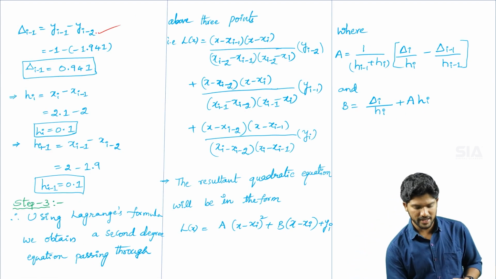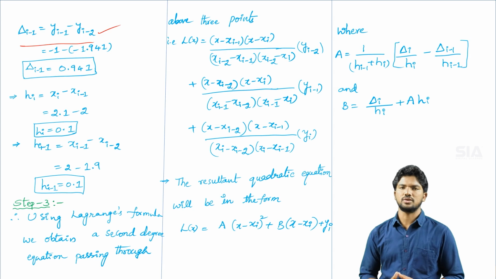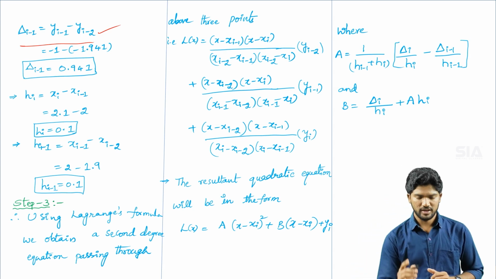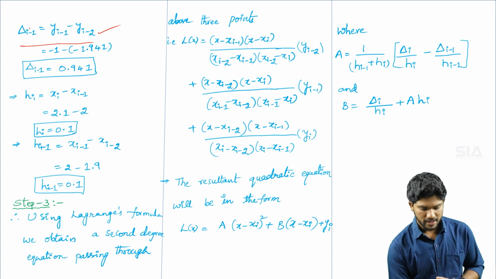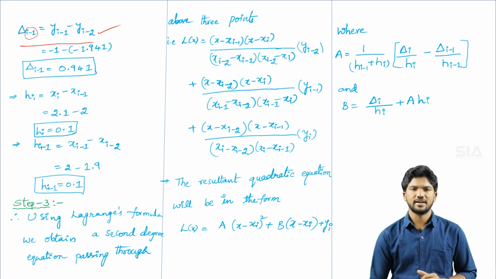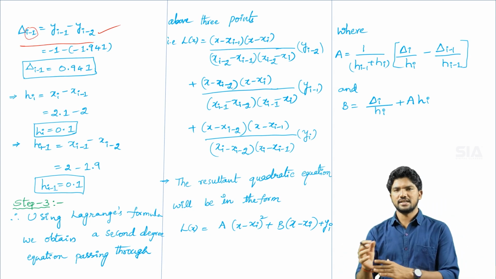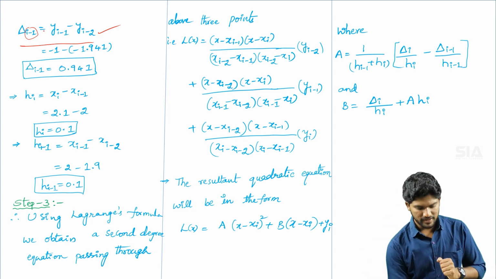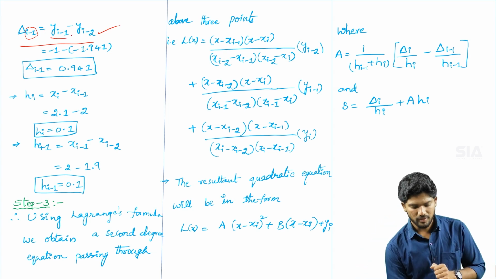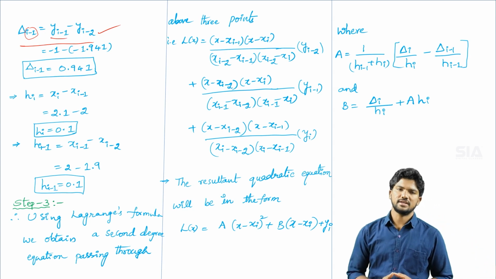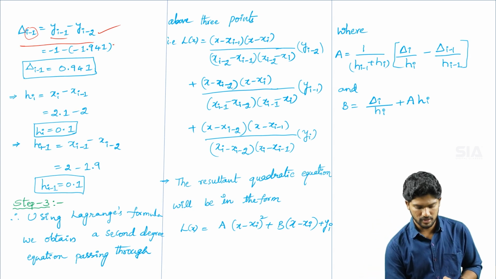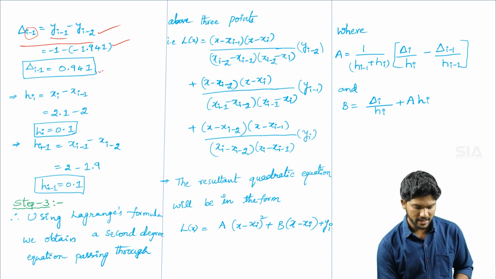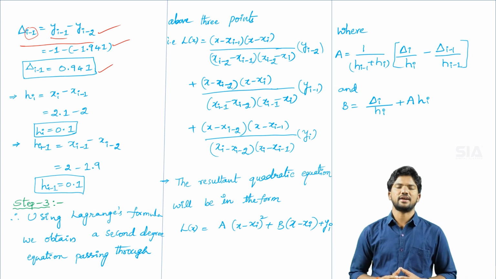Next, delta suffix i minus 1 is equal to y suffix i minus 1 minus y suffix i minus 2. Whatever the suffix value is on the left side, on the right side the suffix starts with the y coordinate. So delta suffix i minus 1 is equal to y suffix i minus 1 minus y suffix i minus 2, which is equal to minus 1 minus of, so substitute those values, then you will get delta suffix i minus 1 is equal to 0.941.